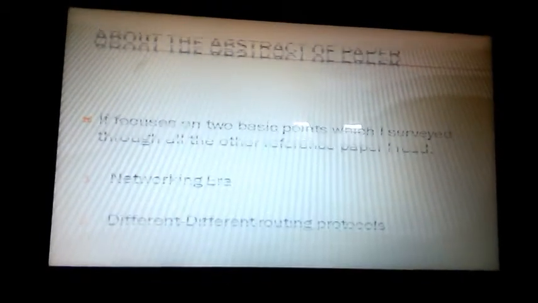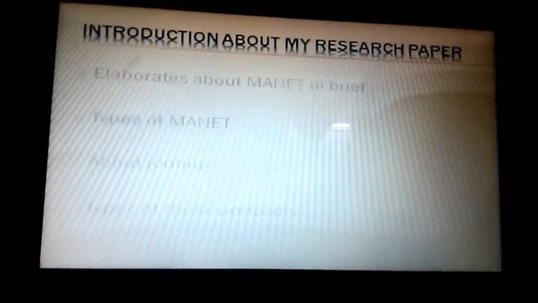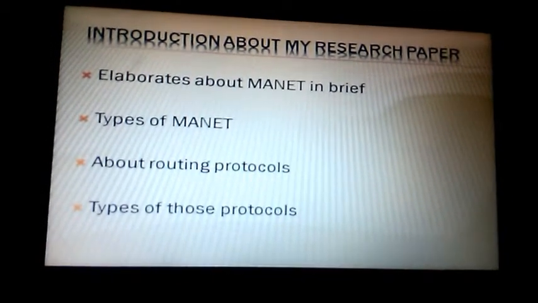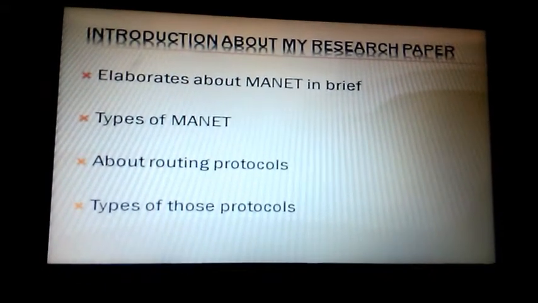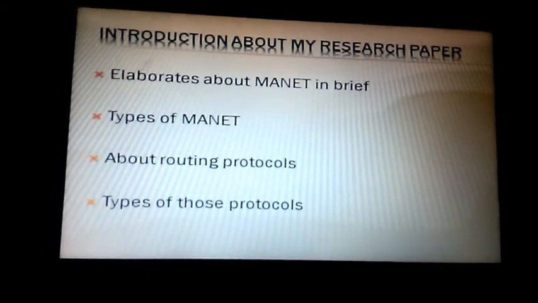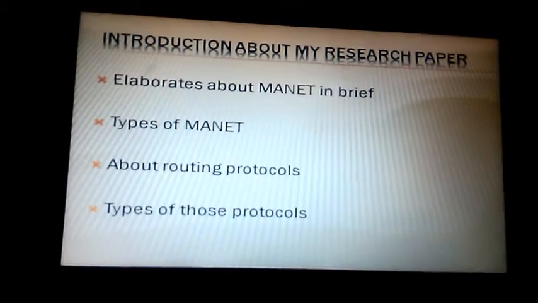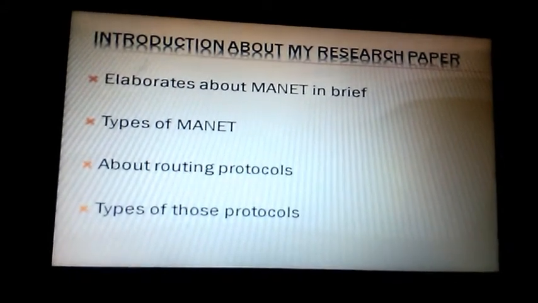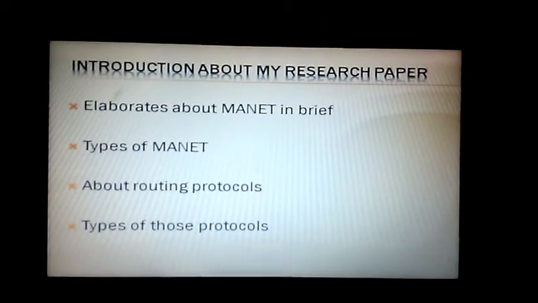Moving on to the next slide. It is about the introduction module in my research paper. In this module, I briefly described the term MANET, like what MANET is. MANET is Mobile Ad Hoc Networks. Types of MANETs are vehicular MANET, military MANET, internet MANET. Next points are routing protocol and its types.